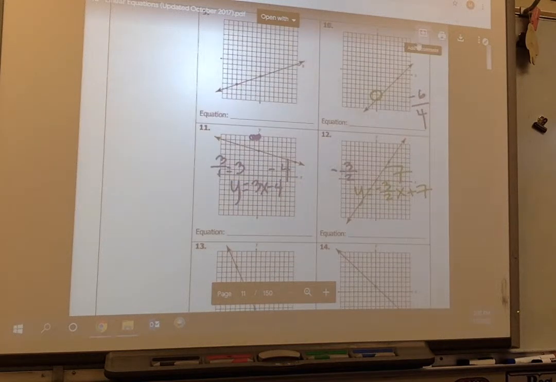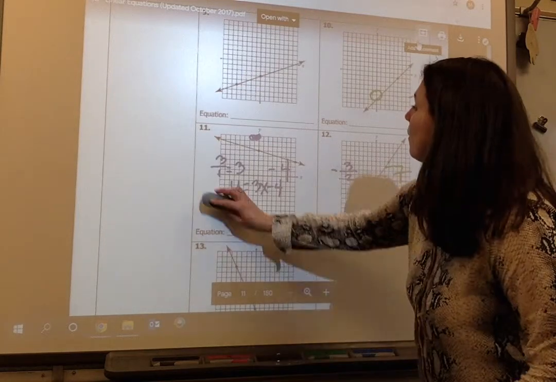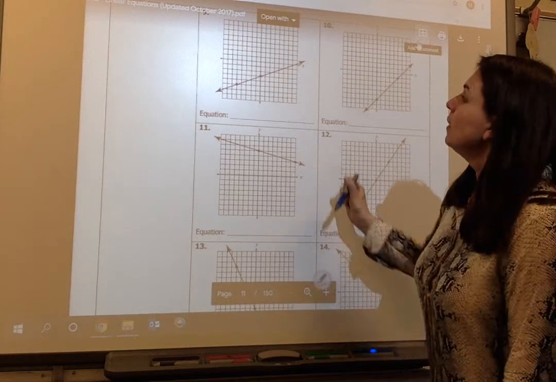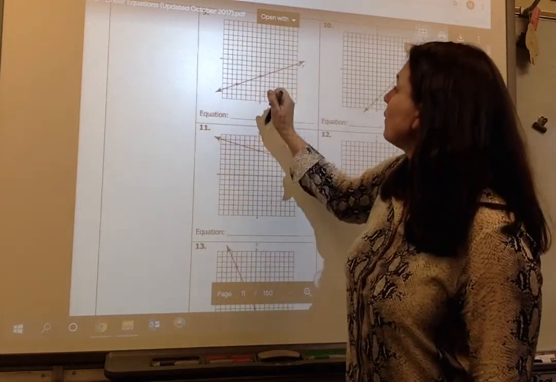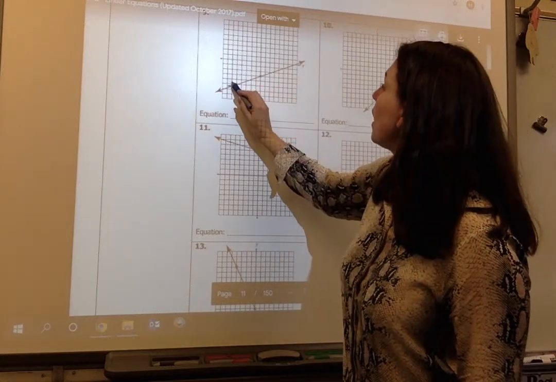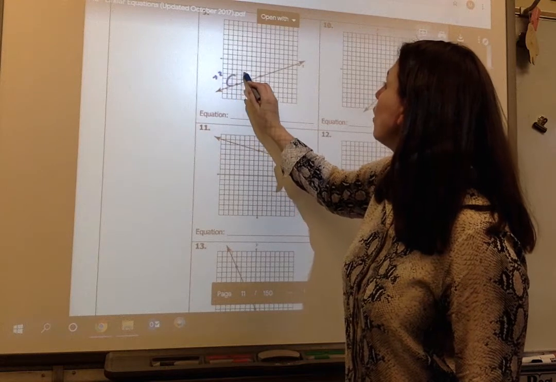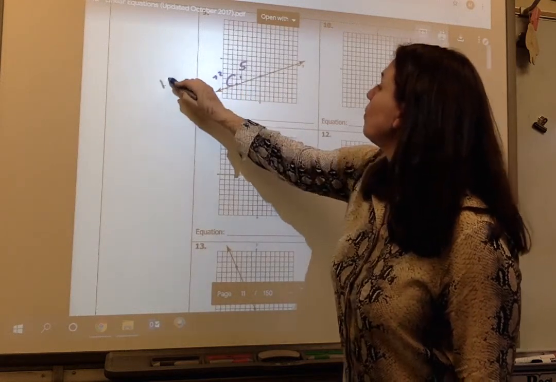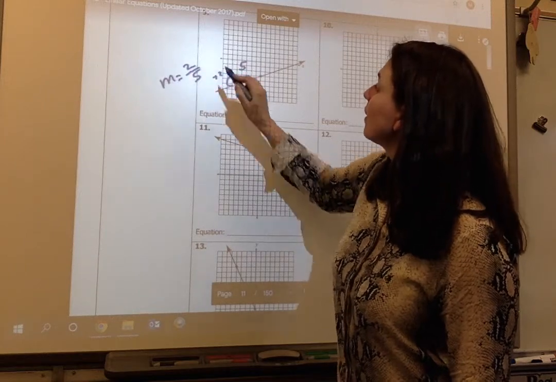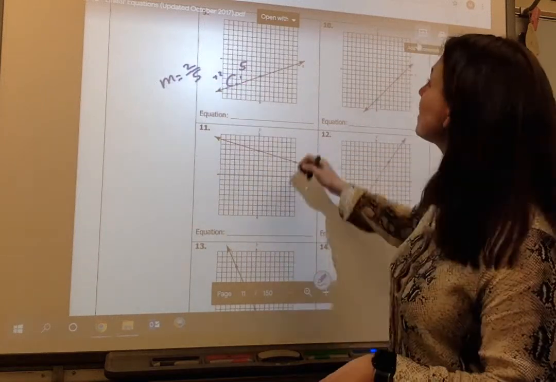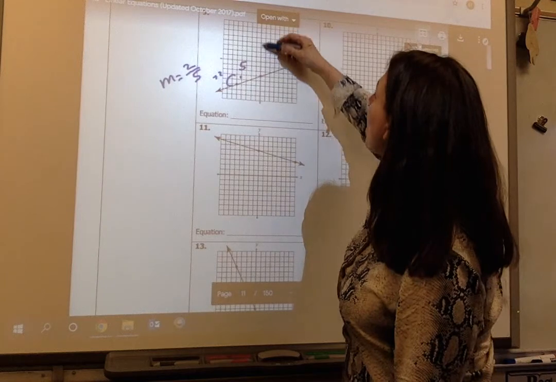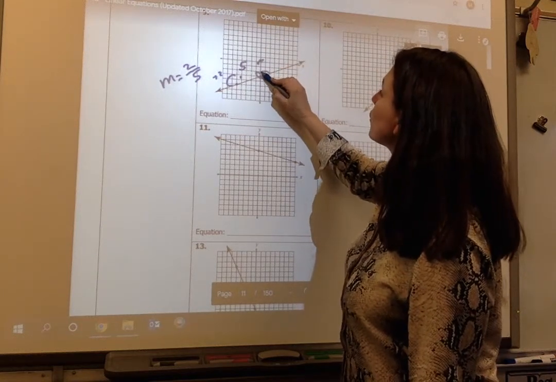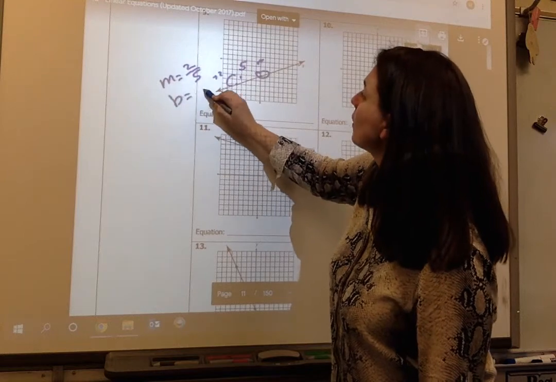Okay. Let's do, all right. My slope, so I identify my 2 points. This is positive 2, up 2 over 2, 4, 5. So my slope is 2/5. That's the first step. My second step is to identify my y-intercept. If this is my origin, my y-intercept is negative 3.